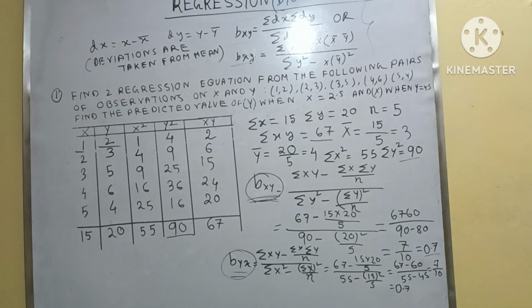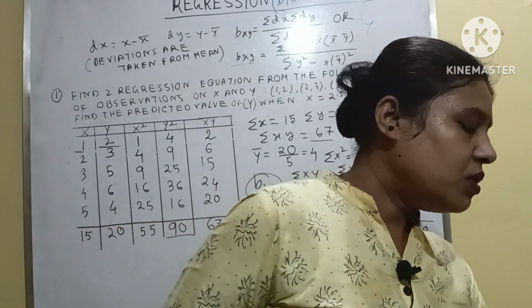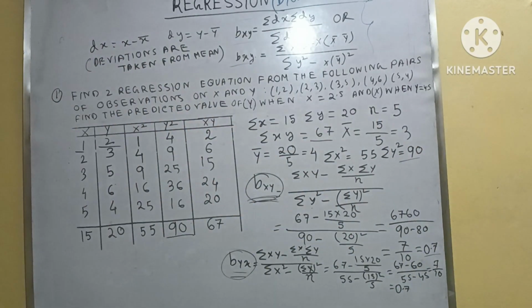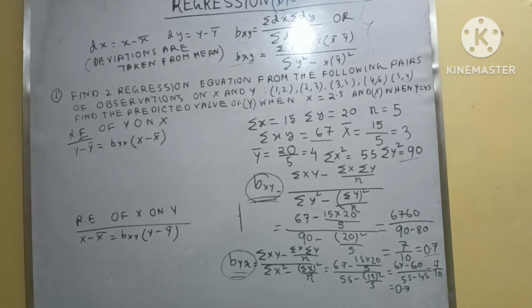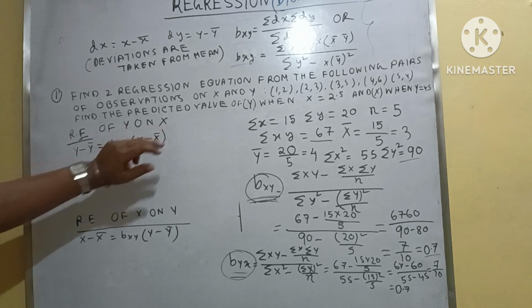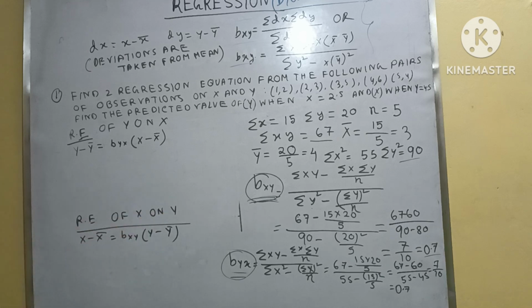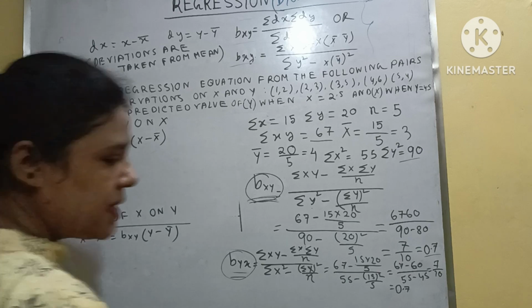So now, after calculating these values, we have to calculate the equation of x on y and the equation of y on x. Okay, so just see carefully, and after that I will wrap up this portion, and then we will calculate the second portion. Now we have to calculate the regression equation of y on x, and then the regression equation of x on y. So here, y minus y bar equals byx into x minus x bar.